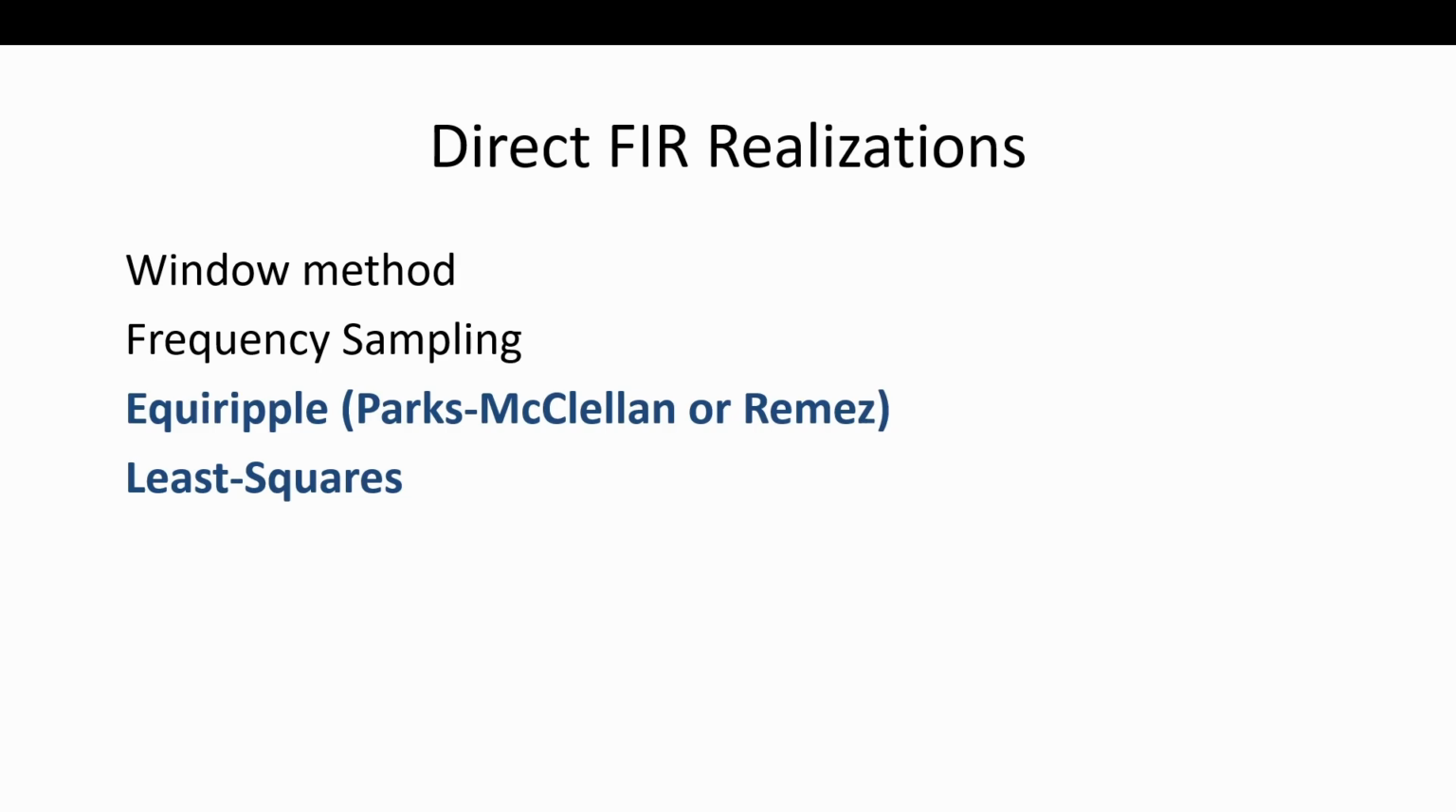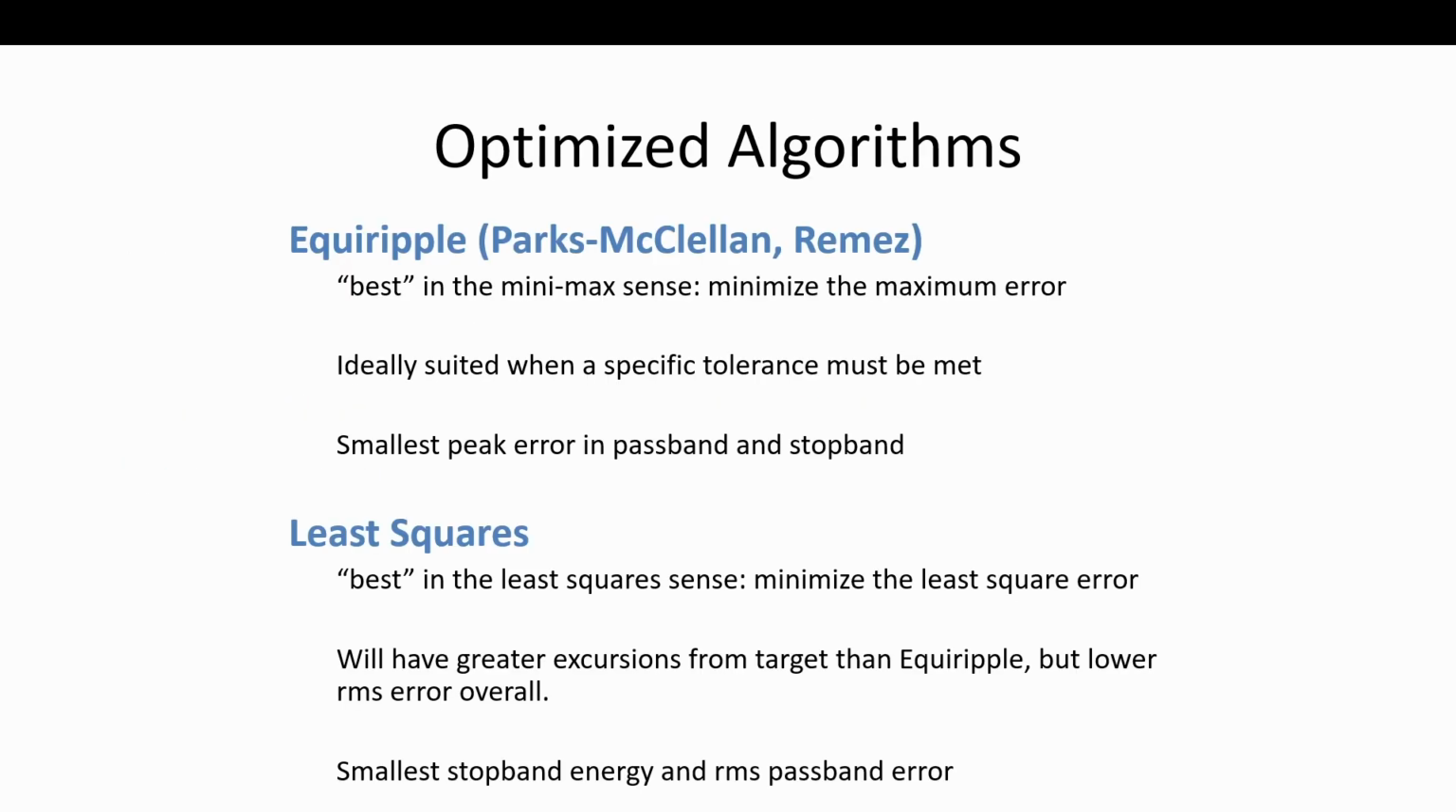They're both useful, and all the tools to do this quickly are in MATLAB, Octave, and Python. They're at your fingertips. So equiripple, this is Parks-McClellan, uses the Remez exchange algorithm, and it's the best filter you can get from a target response that you want in the min-max sense. So it has the lowest peak error.